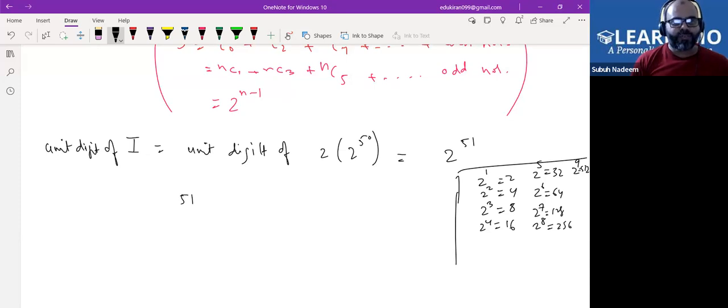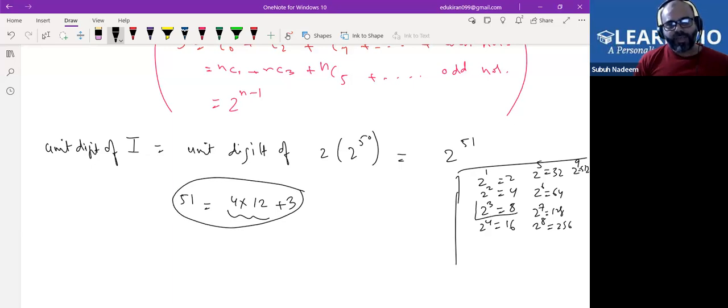So what is 51? 51 is 4 into 12 plus 3, so 48 plus 3, 51. This is giving a remainder 3 when divided by 4. So for the remainder 3 case, 2 cube is equal to 8, and 2 to the power 7 is 128, so it ends with 8. Finally we will say that 2 to the power 51 will end with 8. So the unit digit is 8. This is your answer.